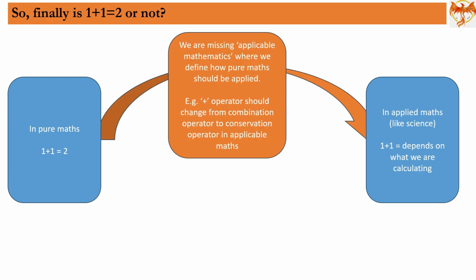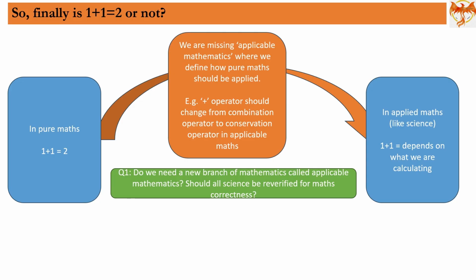What we are probably missing is a branch of mathematics called applicable mathematics, which tells us how we can apply pure mathematics to applicable situations. So, for example, the plus operator which we are using is used as a combination operator in pure mathematics, but in applied mathematics, it might need to change to a conservation operator. So the total volume of the water in all the three experiments is the same. So plus might need to change its definition from combination to conservation, for example.